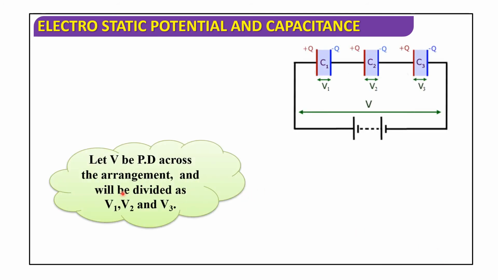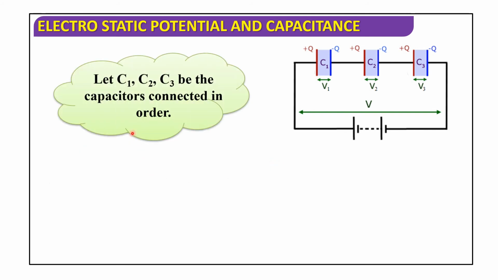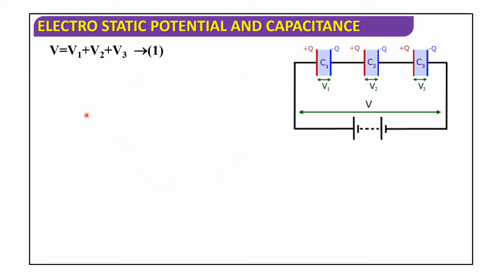Let V be the potential difference across the arrangement, and it will be divided as V1, V2 and V3. Let C1, C2, C3 be the capacitors connected in order. V is equal to V1 plus V2 plus V3. Consider this as equation number 1.